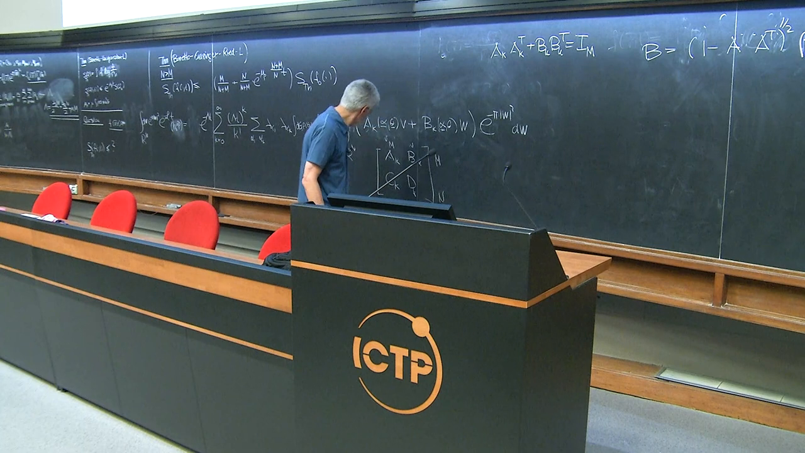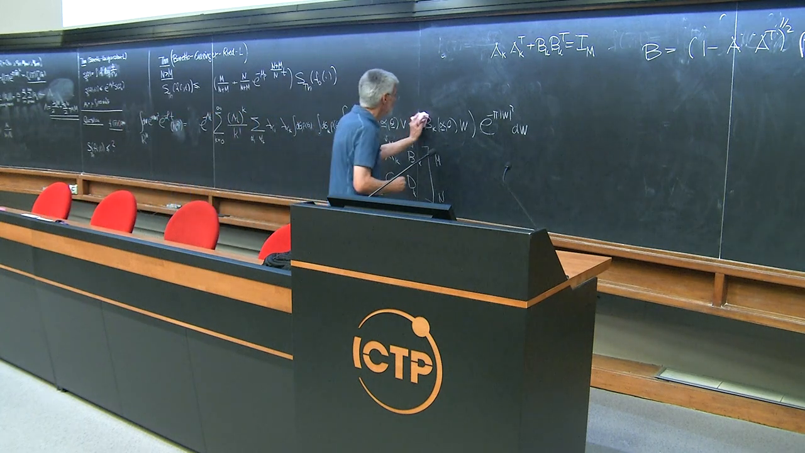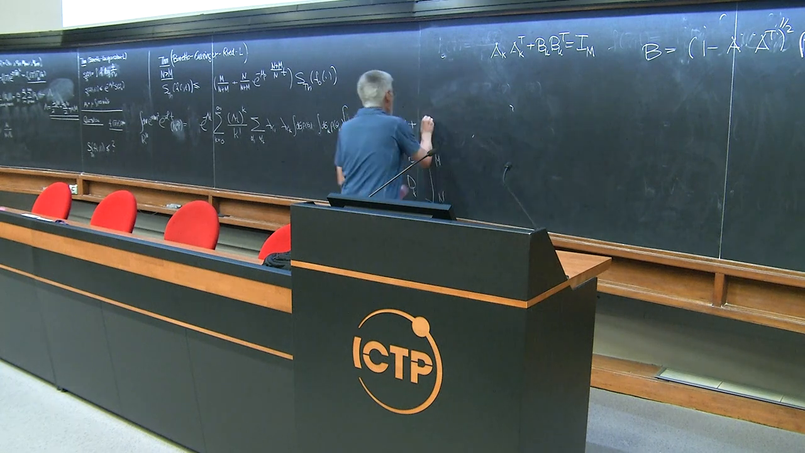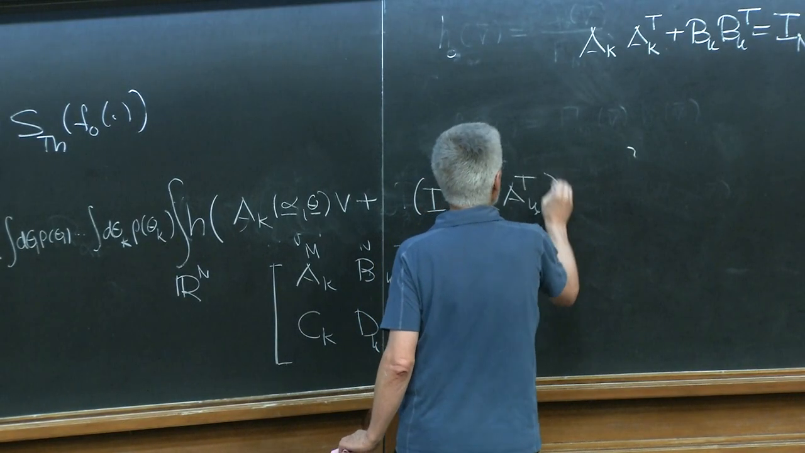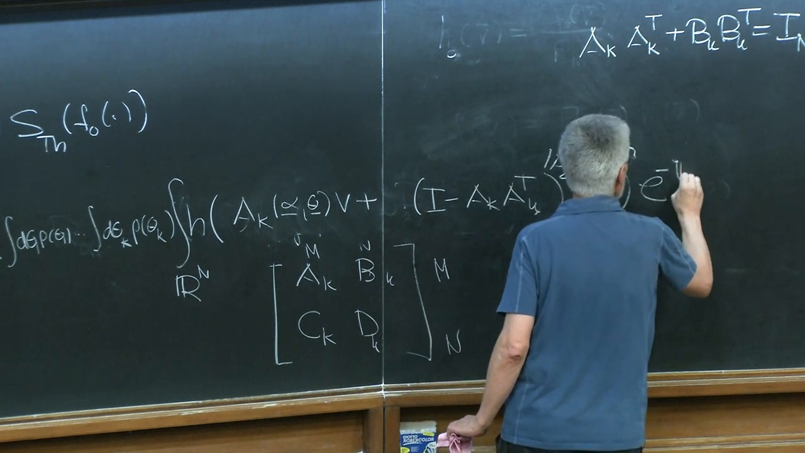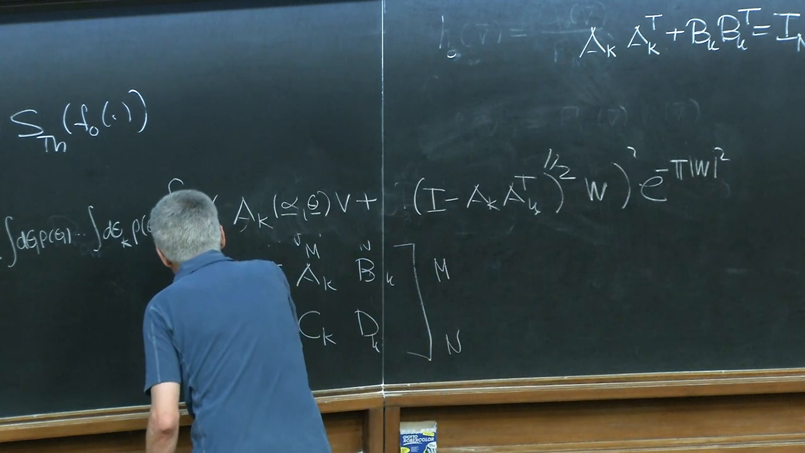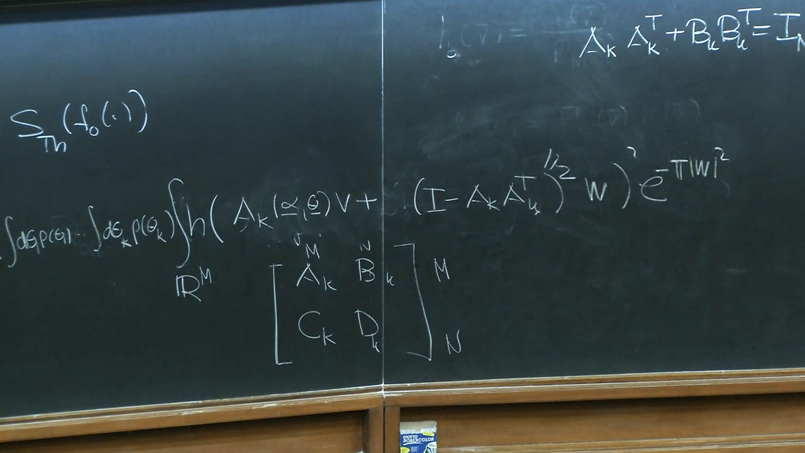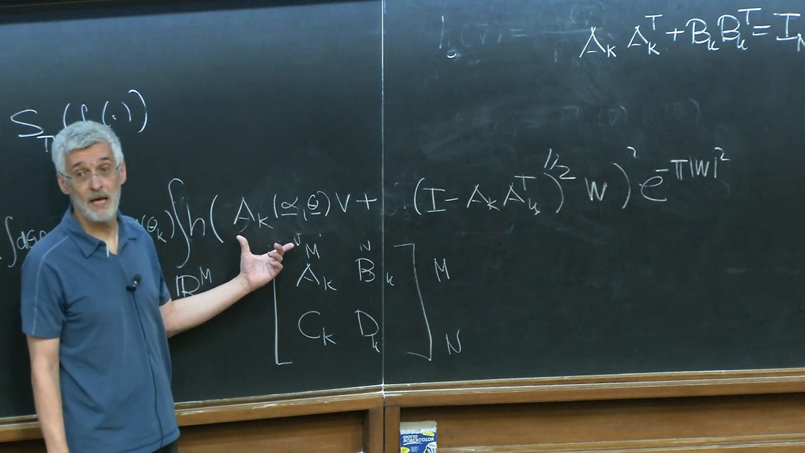So what you get by this little computation, and this is a nice thing, is the integral of h of (1 minus A_k transposed A_k) to the power 1/2 w, e to the minus pi w squared dw. And here, the integral is now over R^m. And now I think some of you might actually see what's going on. What does this remind you of, for the experts?